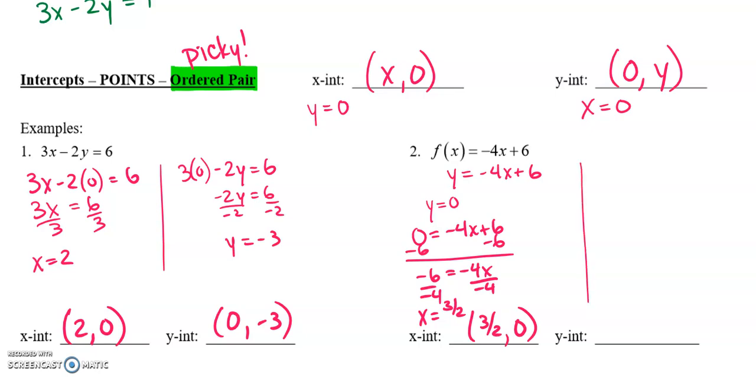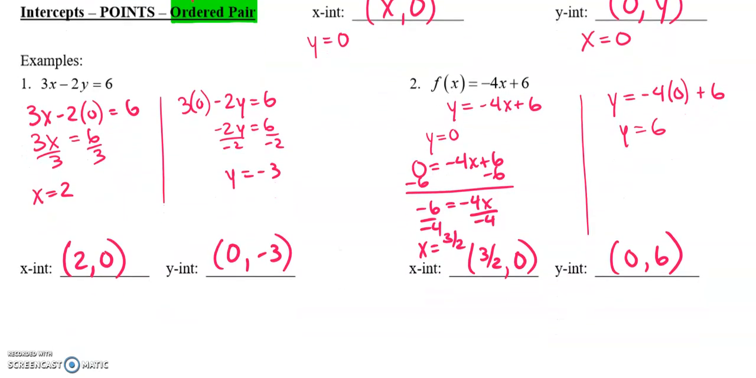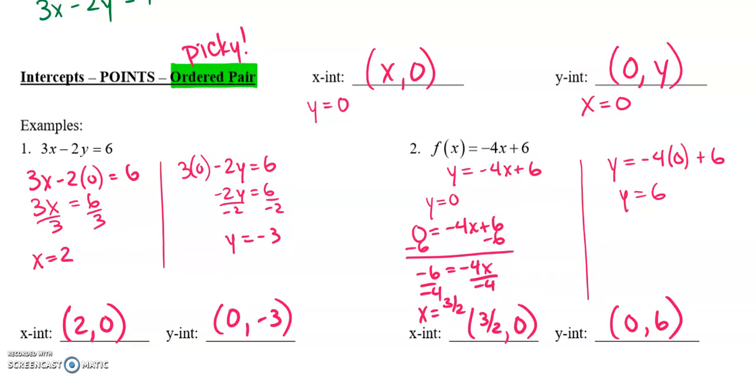Then we're going to do it again for the y-intercept. What do we know about the y-intercept? We know that the x is equal to 0. So we'll replace the x with a 0. That tells us that y equals 6. Nice and easy. So that's 0 comma 6. All right. We will find lots and lots of x-intercepts and y-intercepts throughout this chapter and other chapters too.